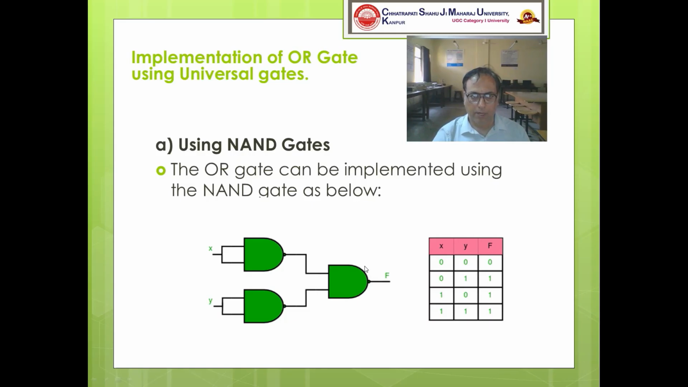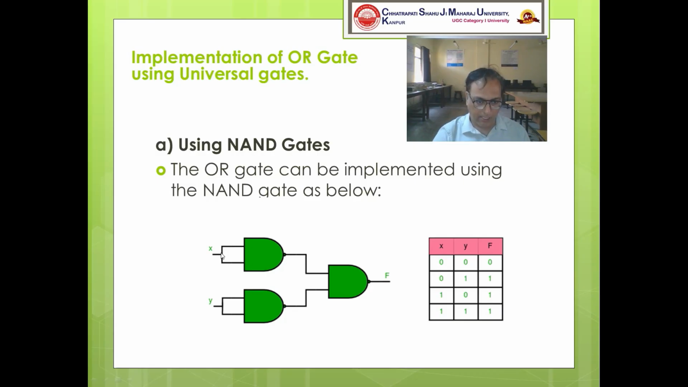Now, let us implement the OR gate using universal gates. First, the OR gate using NAND gates. If you are using NAND gates to implement the OR gate, you require 3 NAND gates. They can be configured as shown in the figure. Now let us verify the truth table.